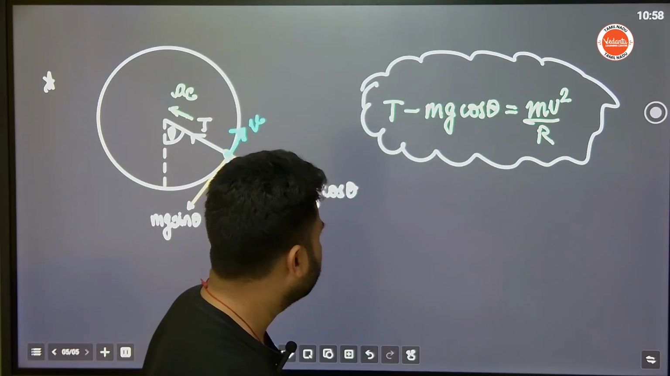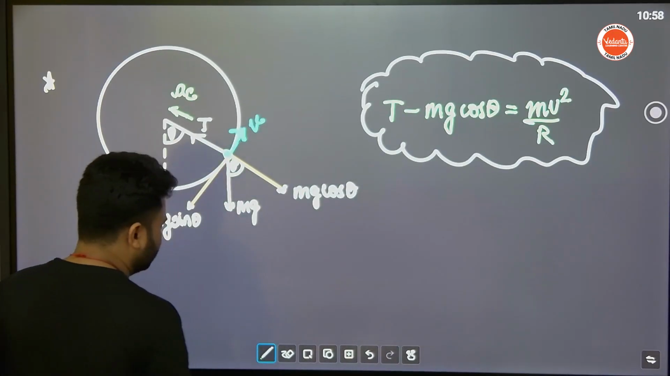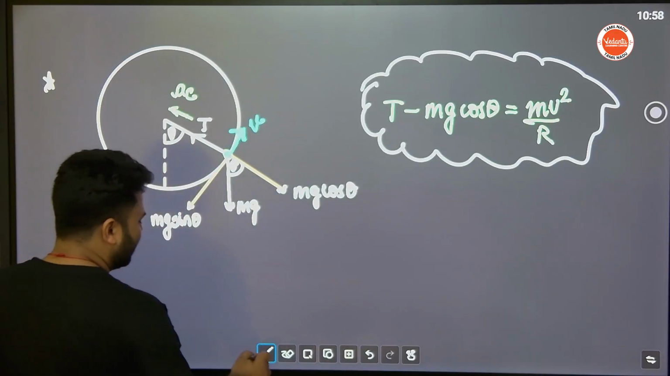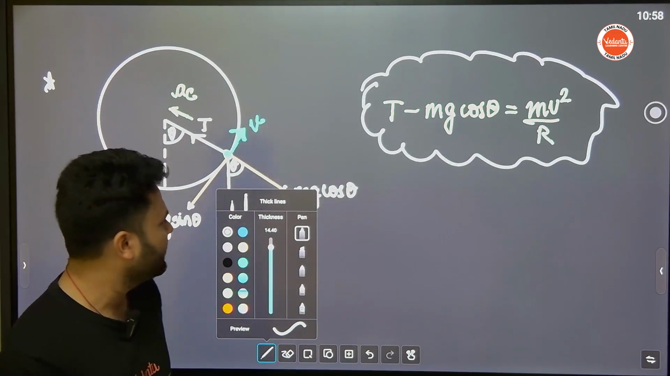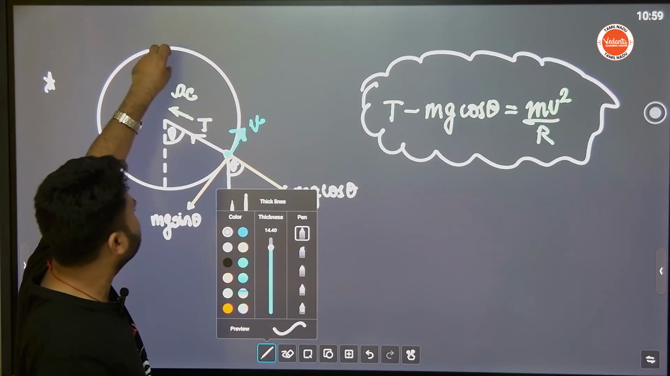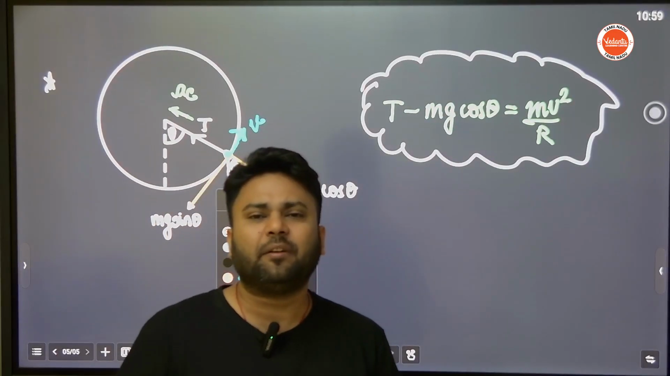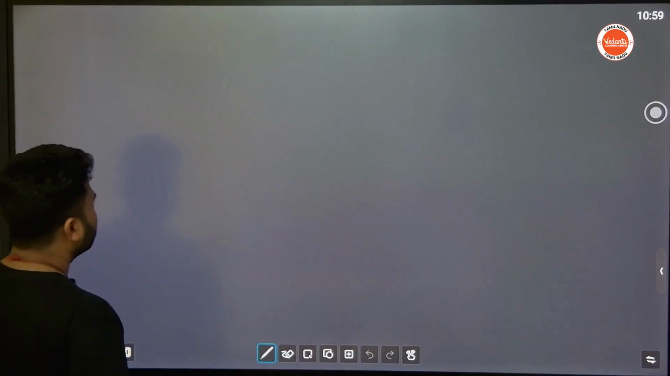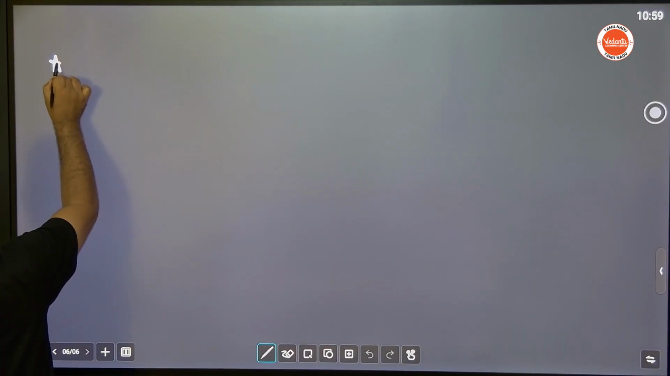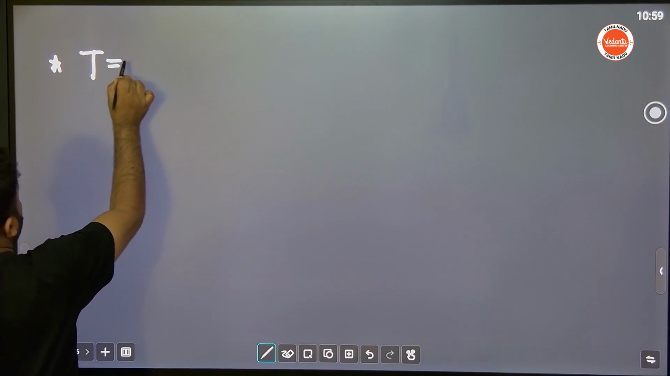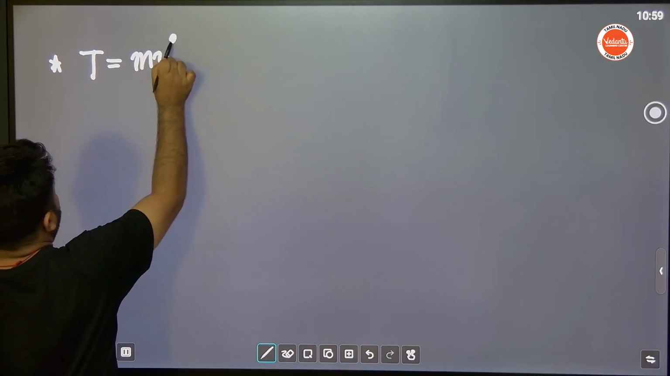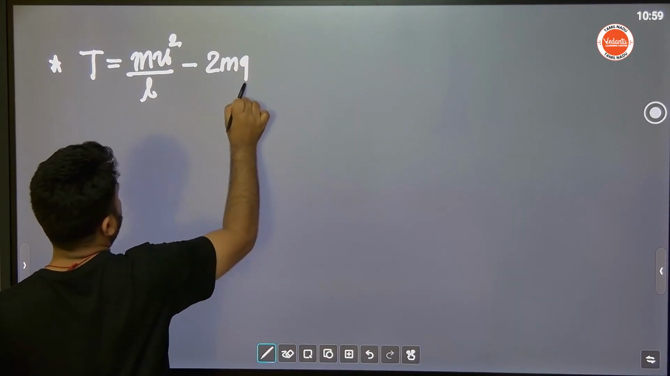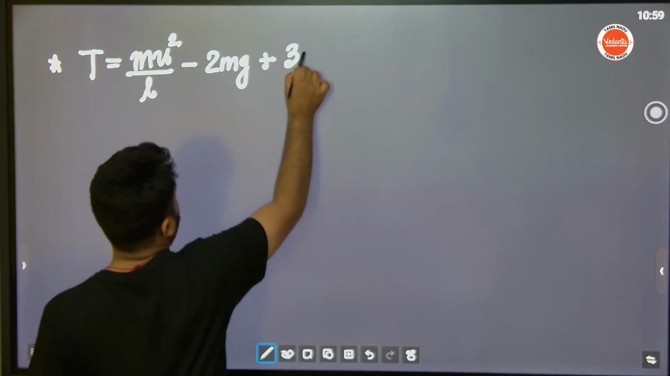In the examination, they normally ask tension at different points. Like if the object is here, here, or here, what will be the tension at different points? So you write down the formula for tension, direct formula I am giving you. Tension equals mu square by L minus 2mg plus 3mg cos theta.